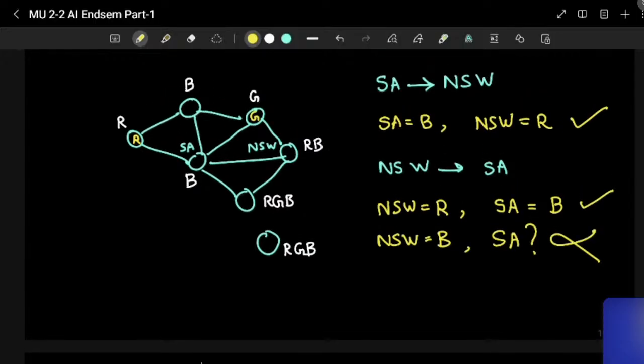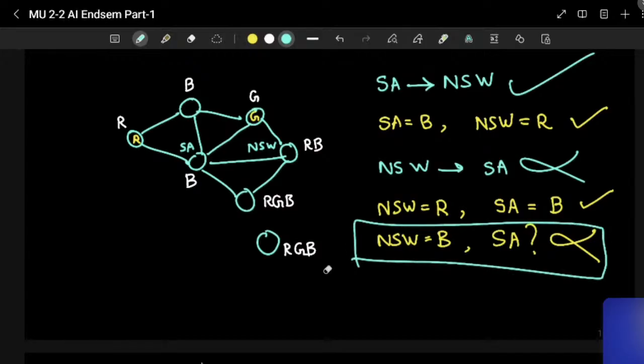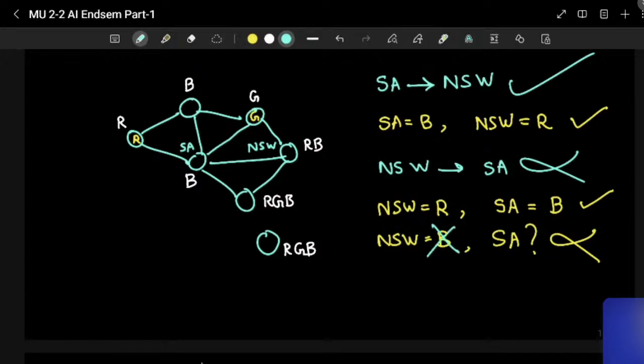This is satisfied, this is not getting satisfied, no? So where is it not getting satisfied? It is not getting satisfied in this place. So what you do is you remove the value from the domain of NSW. So from its domain, we will remove the value B. After removing B from the domain of NSW, now you're supposed to do constraint propagation. So you will have to look at certain arcs.